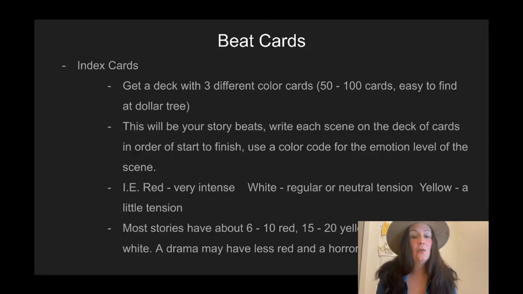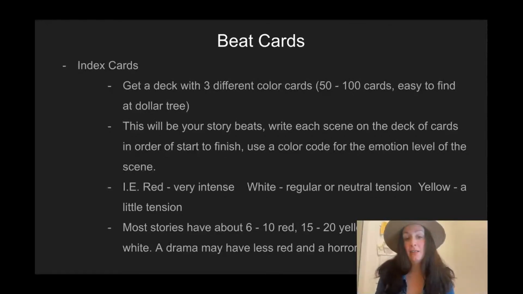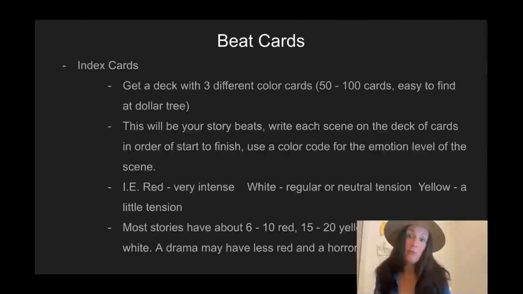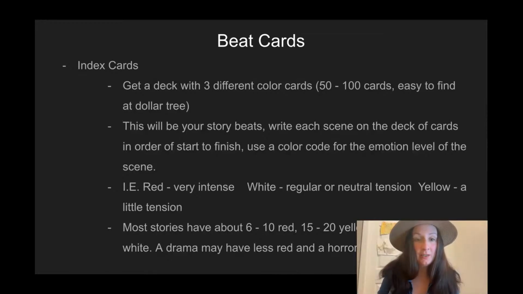So yeah, I really love this part, I guess because I'm an emotional person. So it's really fun. And typical recommendation is that most stories have about 6 to 10 red cards, 15 to 20 yellow, and then the remaining will be white. For a drama, you may have a little less red, and for a horror film, you will definitely have more red. So that is beat cards for you.